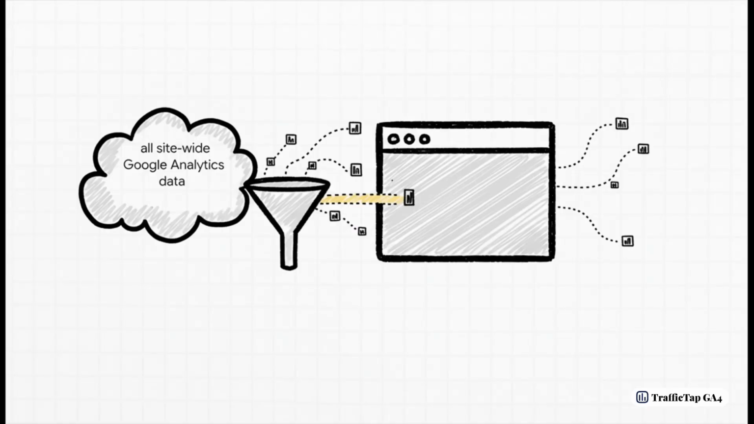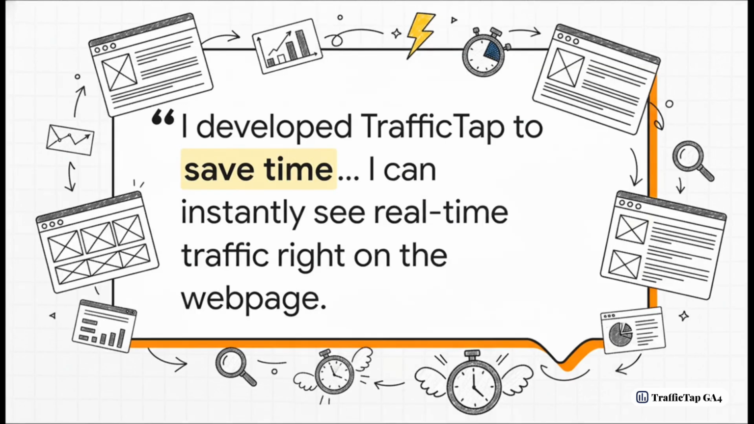And here's the real magic right here. Context. TrafficTap automatically shows you the metrics for the exact URL you're on. You're not looking at some giant site-wide report. You're seeing how this specific page is performing. That means your insights are immediately relevant to what you're working on in that very moment. And this quote from the founder, Quang Nguyen, really hits the nail on the head. He built this thing because he was living that analytics headache himself, every single day while working on client sites. So this tool was born from a very real, very frustrating problem.